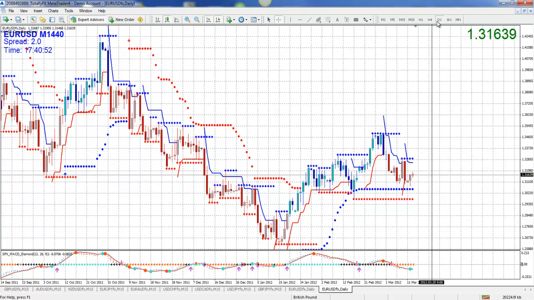Chris, can somebody show Chris how to make the chart bigger? I think you can click the magnifying glass, the plus sign.